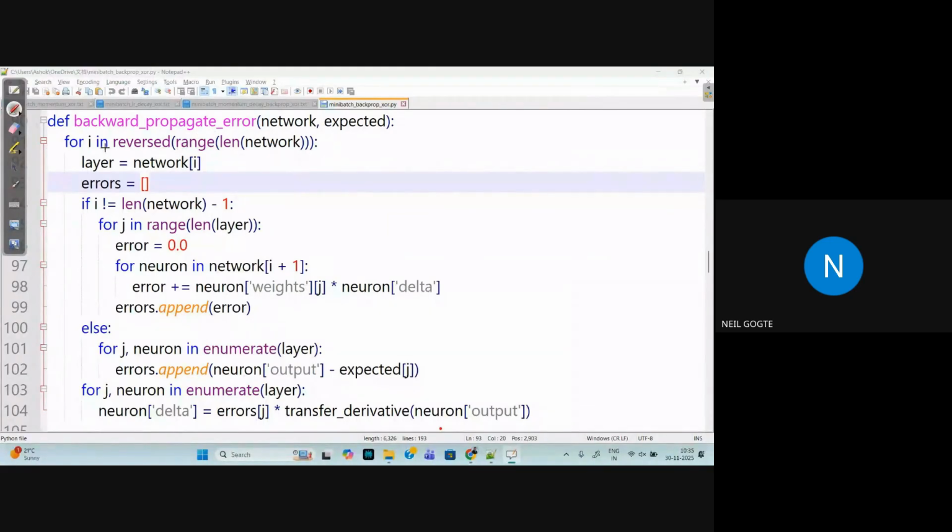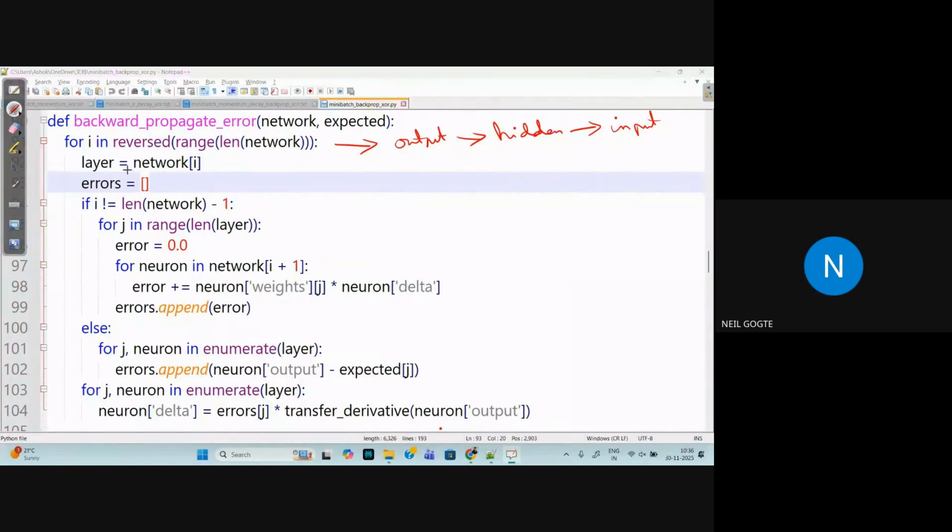Okay. First rule of back propagation is it starts from the end. Okay, because it's for i in reverse range length of network. Network is a set of layers. Remember, it is a list of layers. So we are starting from the last layer. That is, we are starting from output, then going towards hidden, because we are having only one hidden layer, and then going towards input. That's how we are going. So there are only two layers in the network: hidden layer and output layer.